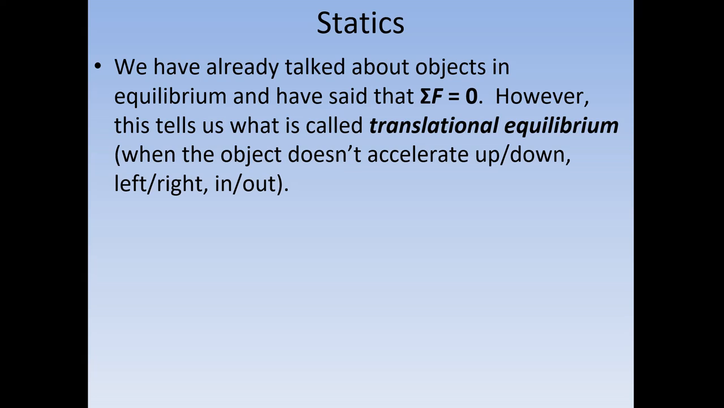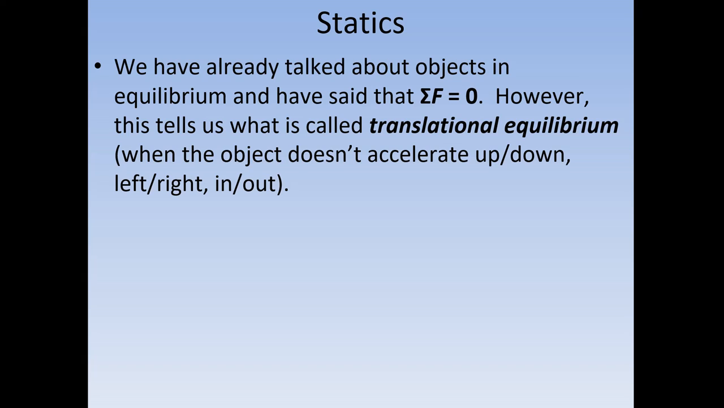That if we have forces in the x direction, they have to cancel out, and all the forces in the y direction have to be balanced and cancel out. This actually, though, tells us that the object is only in what's called translational equilibrium, meaning that it's not going to be accelerating left or right or up or down.